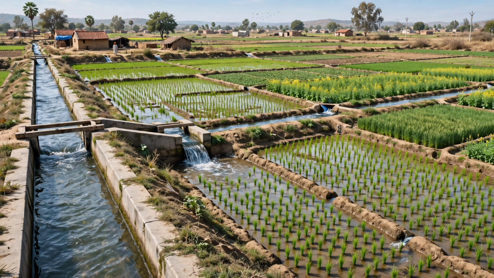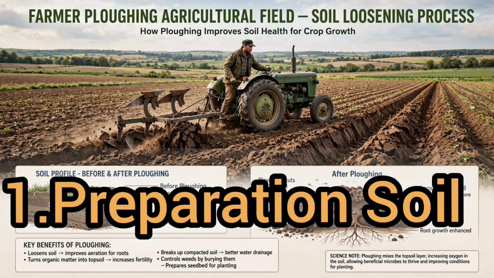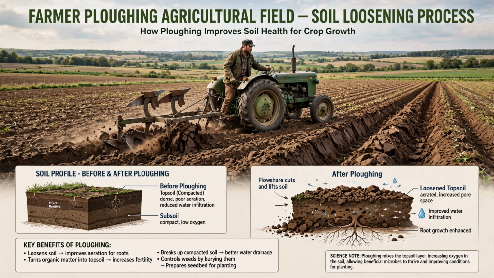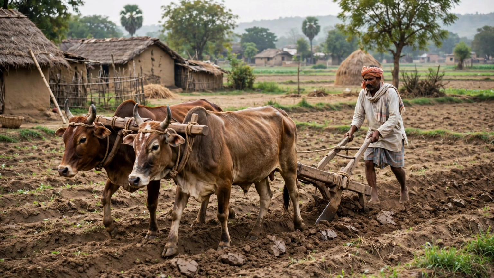Now let us discuss each step in detail. First, preparation of soil. The first step in farming is the preparation of soil. The soil is loosened and churned before sowing seeds. Why is soil prepared? First, it allows roots to penetrate deeply. Second, it improves aeration.